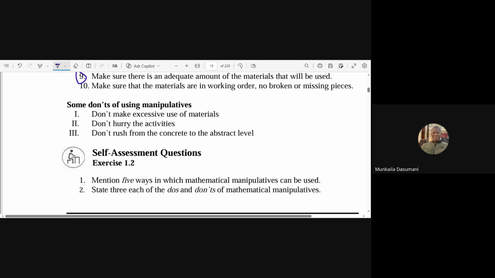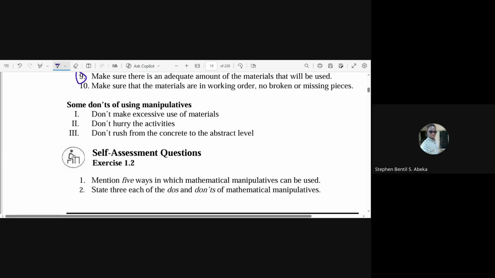But maybe let me add something small. Don't make excessive use of the materials. You see, excessive use of something. Yeah, I agree with you. You don't need to use it to teach multiple concepts. So too many concepts at a go can be confusing. That is right. That's right. Yeah. Okay.